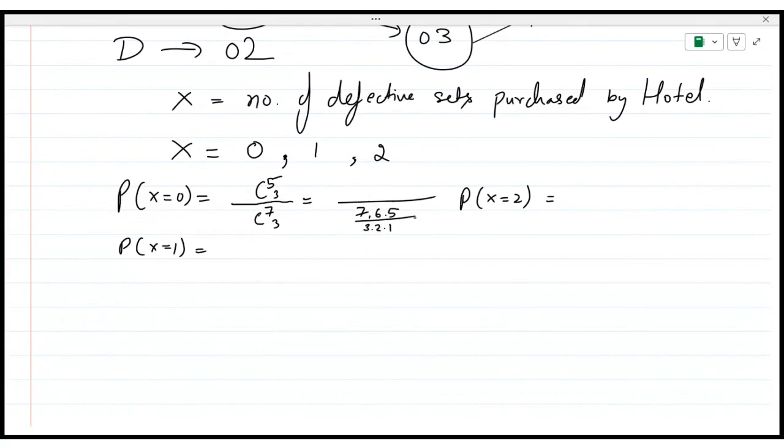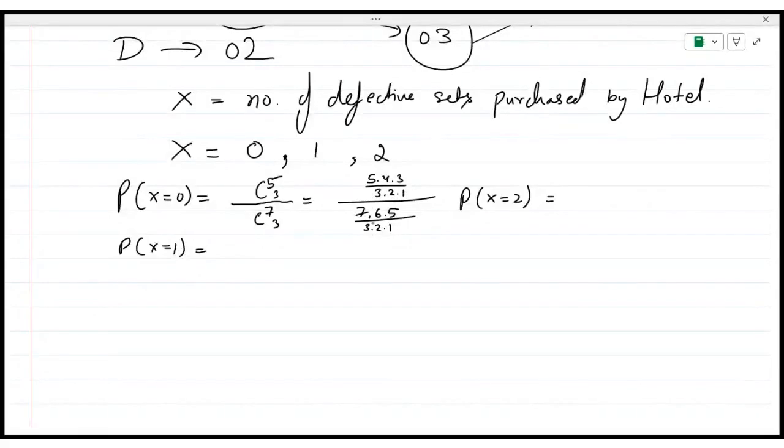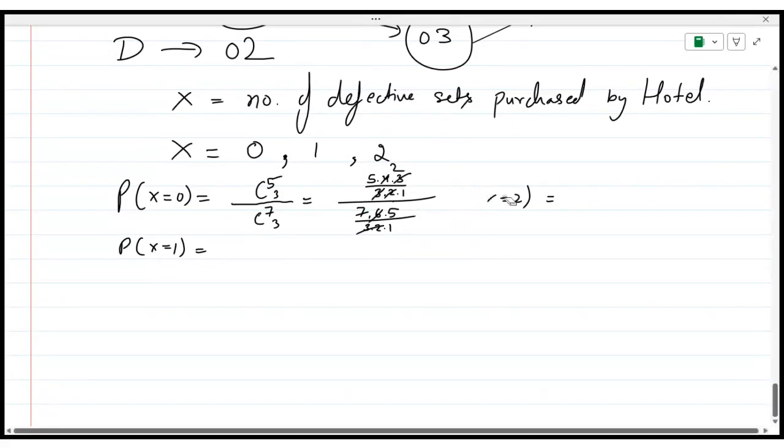Okay, you remember the nCr formula. 5C3 is 5 into 4 into 3 divided by 3 factorial. 3 factorial is 3 into 2 into 1. 2 factorial I have cancelled out. Okay, now let us calculate this value. 3 into 2 is 6. And here let us cancel out this 3 and this 2. So I think we get 5 into 2, 10. 10 upon 35. Let me write it here.